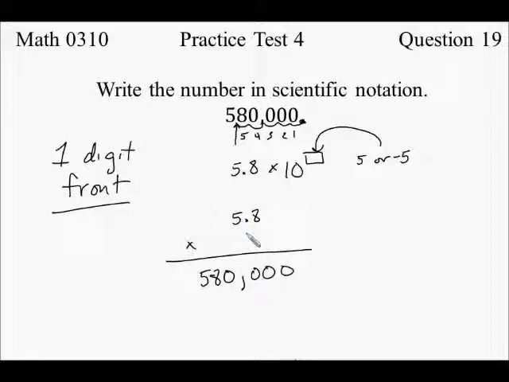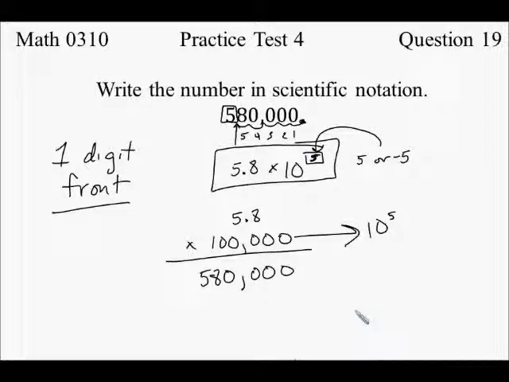Well, we can see we would need to make this number larger, not smaller. In other words, this is 5 in the 100,000ths place. So 5.8 times 100,000 would give us 580,000. This number is a 1 followed by 5 zeros, in other words 10 to the 5th. So our number in scientific notation should be 5.8 times 10 to the 5th, and that corresponds with answer choice B.